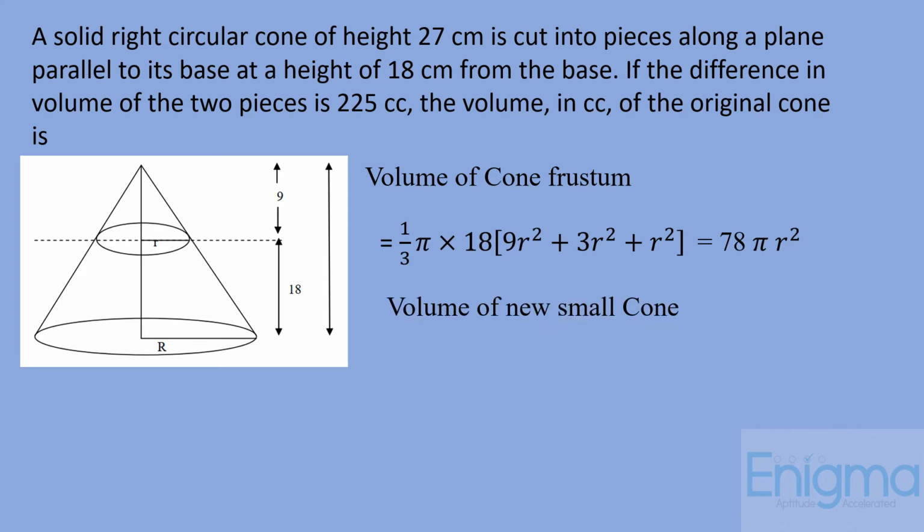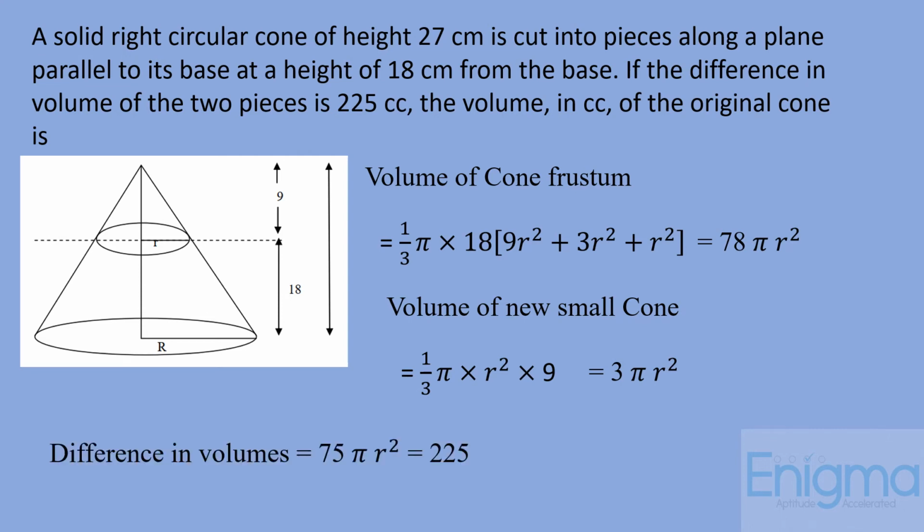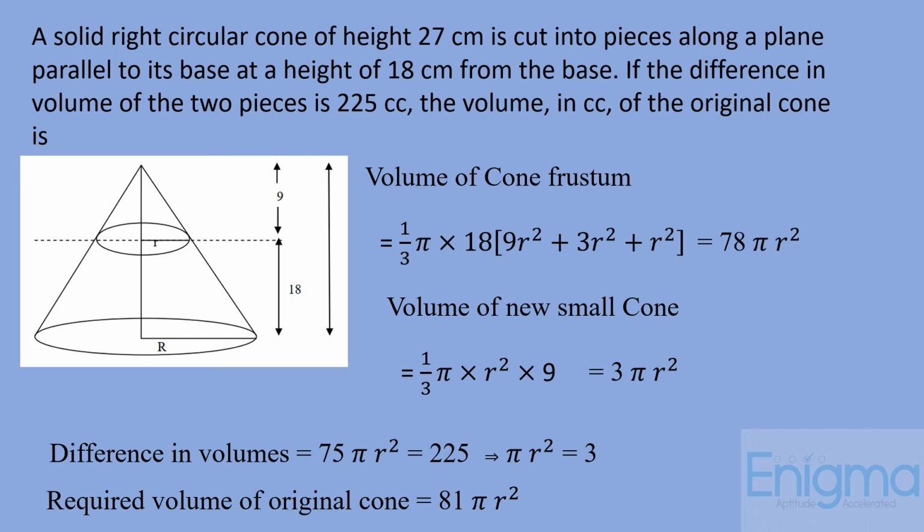Volume of the new small cone comes out to be 1/3 pi r square into 9, which comes out to be 3 pi r square. Now, it is given that the difference between the two figures is 225 cc. From this, we get the difference as 75 pi r square, from which we get the value of pi r square as 3. Now, the required volume of original cone is 81 pi r square. So, we get it as 81 into 3, which is 243.